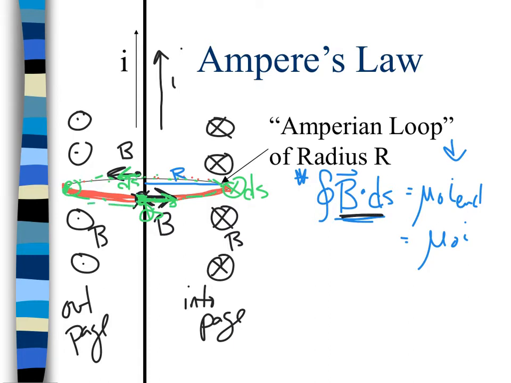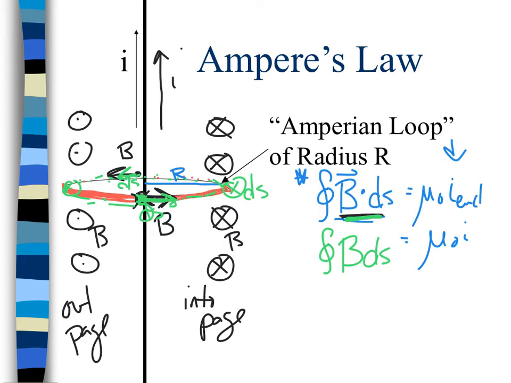The nice thing is if we can align ds and B always as we walk through our Amperian loop, then I can remove this dot product from the equation. I don't need to worry about it at all because ds dotted with B, that cosine theta part, is always going to be equal to 1 because ds and B always have an angle of 0 between them.